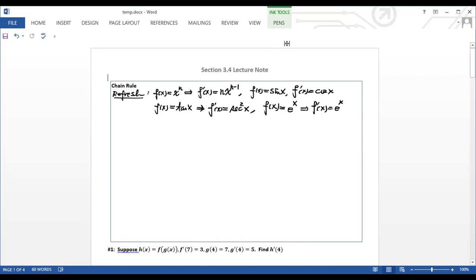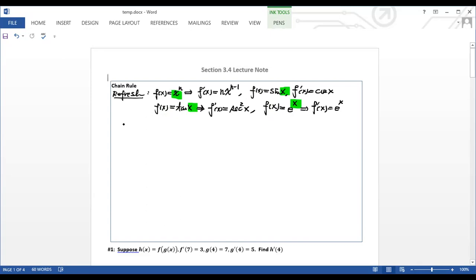That's pretty cool, right? If you look at all these rules, you notice it's all x here. This is f of x equals x to the nth power. This is f of x equals sine x, just x here. This is f of x equal to tangent x, and this is f of x equal to e to the x. So we're all dealing with a simple variable x here. Now we come to the problem.